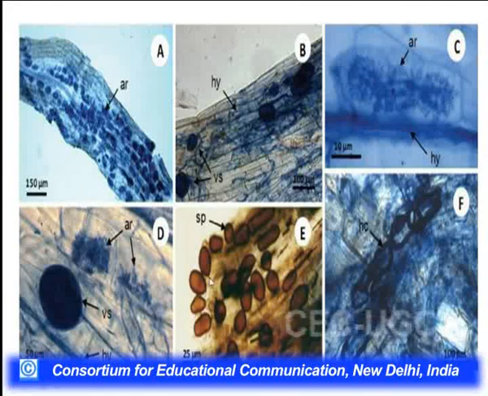These are the chlamydospores of mycorrhizal fungi, and this photograph shows how mycorrhizal fungi is making coils inside the plant root. So you can see here, these are the coils which are formed by the mycorrhizal fungi.